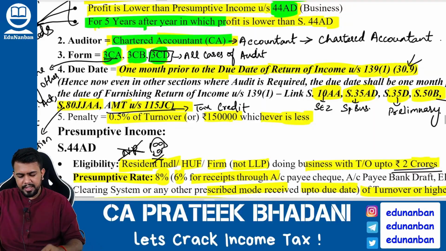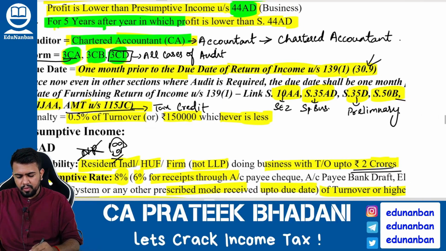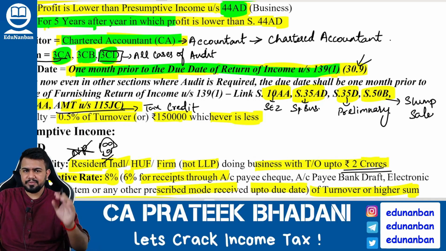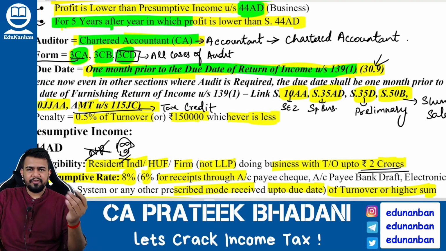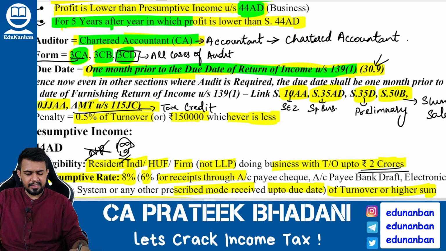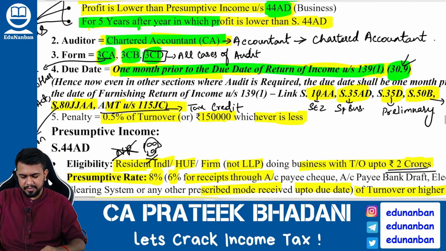Now what is the due date for tax audit? Due date is 1 month prior to the due date of return of income under section 139 subsection 1. So what is the due date for return of income? It is 31st October. So what is 1 month before 31st of October? It is 30th of September. Hence due date for tax audit is what? 30th of September.